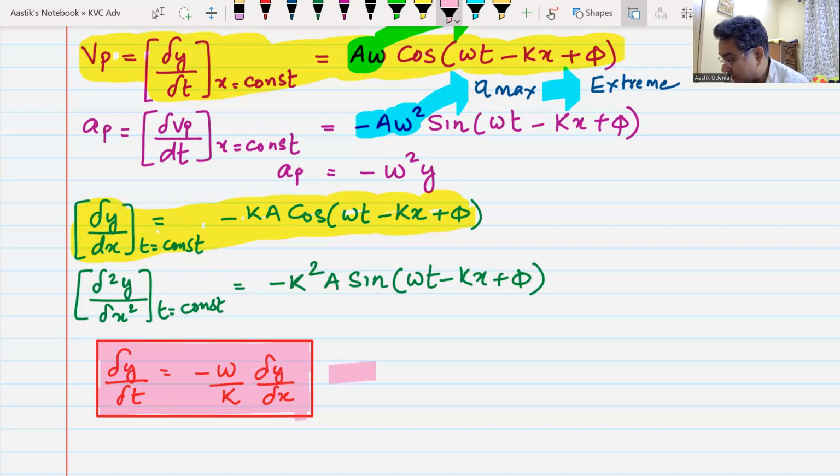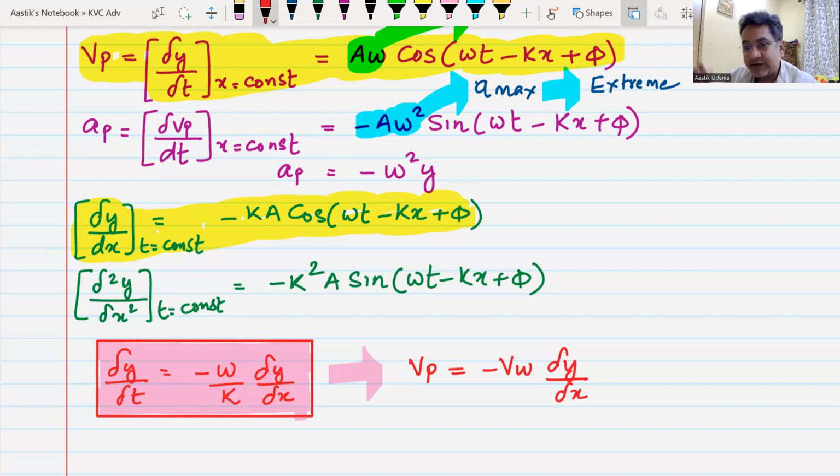Now, if you open your eyes again, del y by del t is your particle velocity. So you get this legendary equation: particle velocity, and omega by k is the wave velocity. So minus the wave velocity multiplied by del y by del x, which is the slope of the y-x graph. So particle velocity is negative the wave velocity multiplied by the slope of the y-x graph. That is what you have to remember.